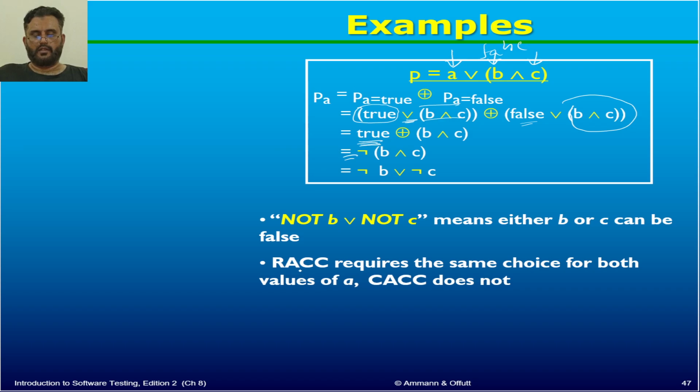Restricted active clause coverage requires the same values for both values of A, and CACC does not. So it means if we want to achieve RACC on this predicate, we will have to choose the same set of values, because we can make any one of these false, but for RACC we will have to fix those values to be the same for when A is true and when A is false.